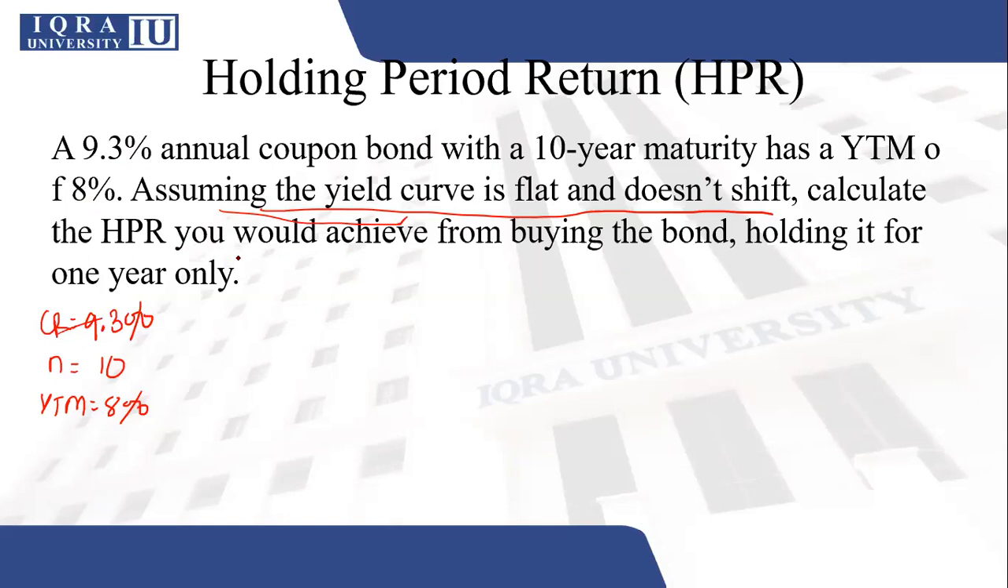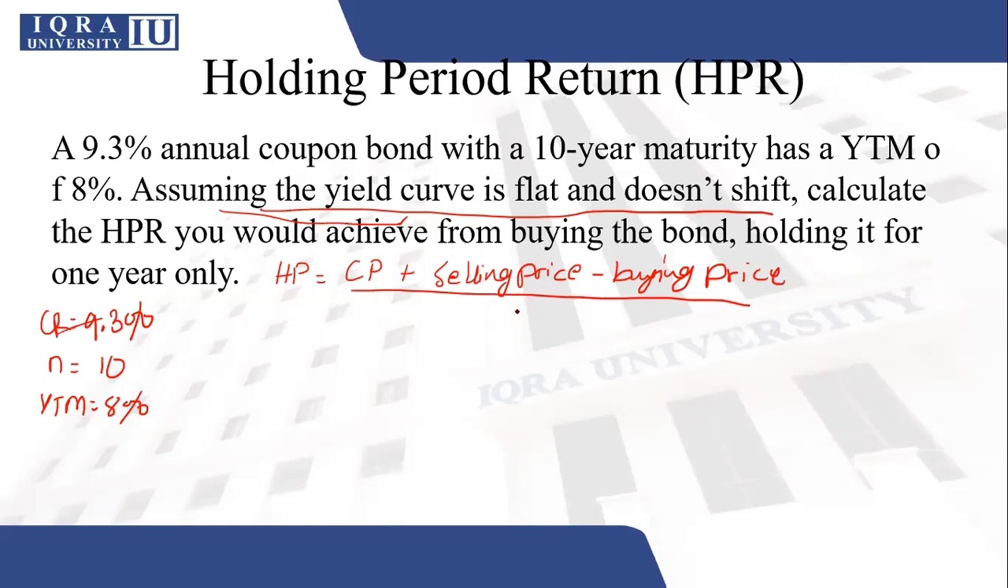So you're going to hold it for only 1 year, and after 1 year, you're going to sell it to somebody else. So in order to use the holding period return formula, you need the coupon payment, you need the selling price, minus the buying price, which is the price at which you bought the bond, and then you have to divide it by the buying price.